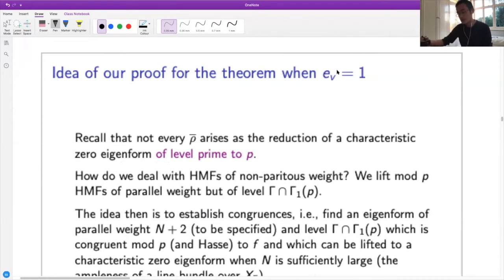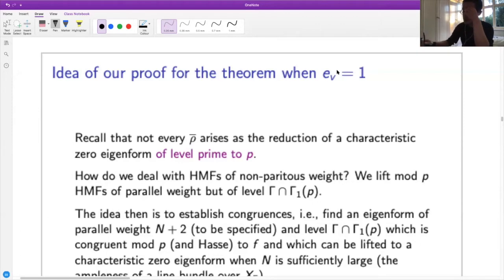So as I mentioned, the issue about reduction modulo P at the level of geometric Hilbert modular forms is that it is not surjective. The reduction modulo P is not surjective. We can translate it into the fact that not every Galois representation rho bar arises as the reduction of a characteristic 0 eigenform of level prime to P. So it doesn't seem like a very good idea to keep wondering how to lift my mod P modular form that I'm given to a characteristic 0 modular eigenform of the same level or level prime to P.